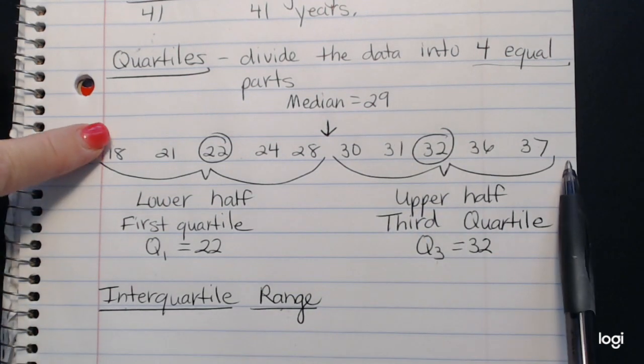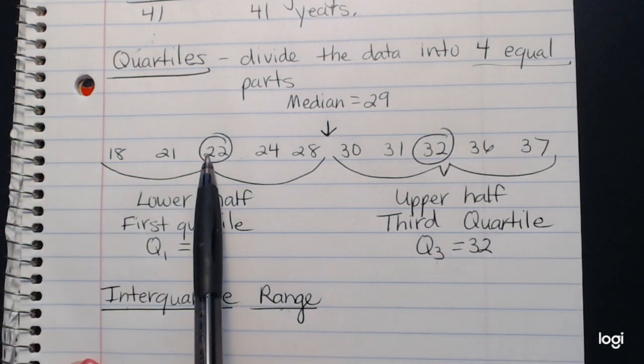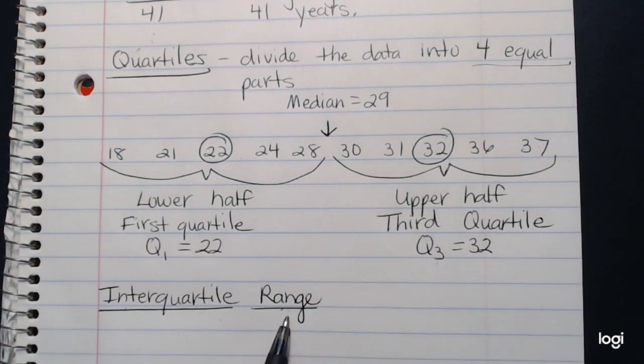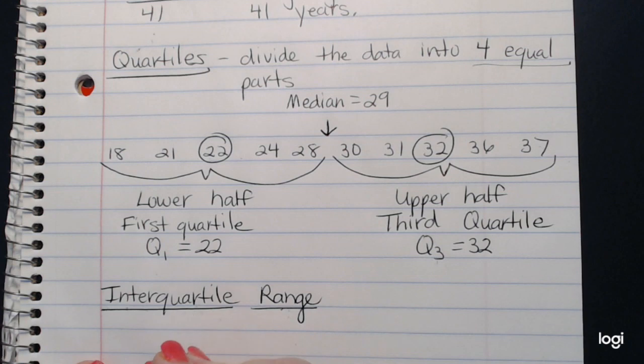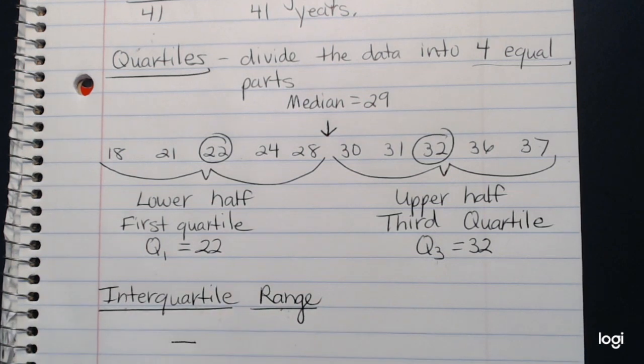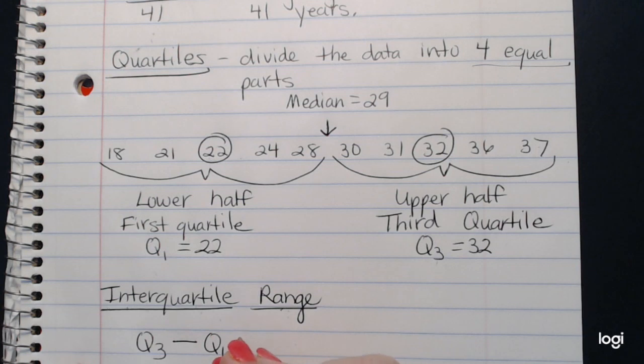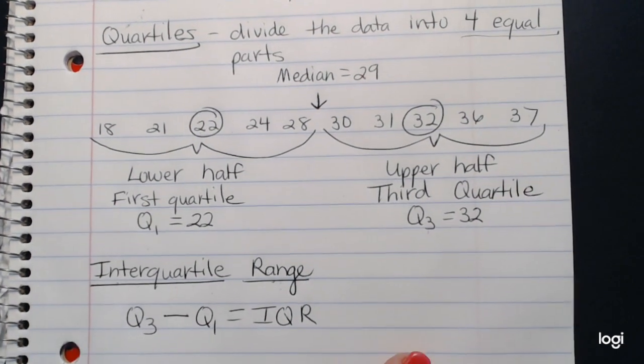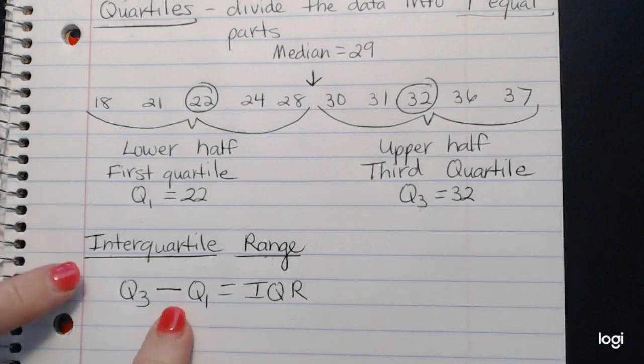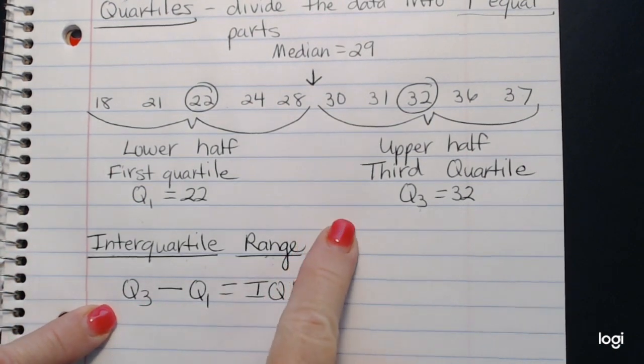Inter means something that's closer to the inside. So we're going to look at our 2 quartiles. The interquartile range. Range means subtraction, right? The difference. We're going to do this. Our interquartile range is our 3rd quartile minus our 1st quartile, and that will give us what we call our IQR, interquartile range. So let's look up here in our problem, and let's see which one was our quartile 3.